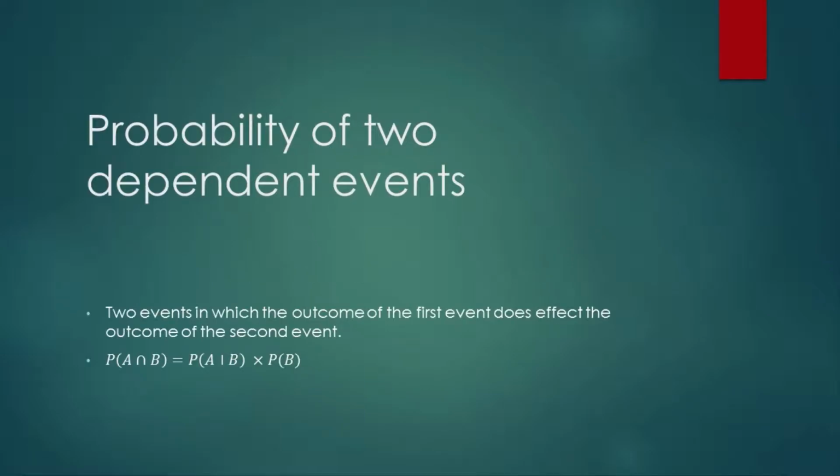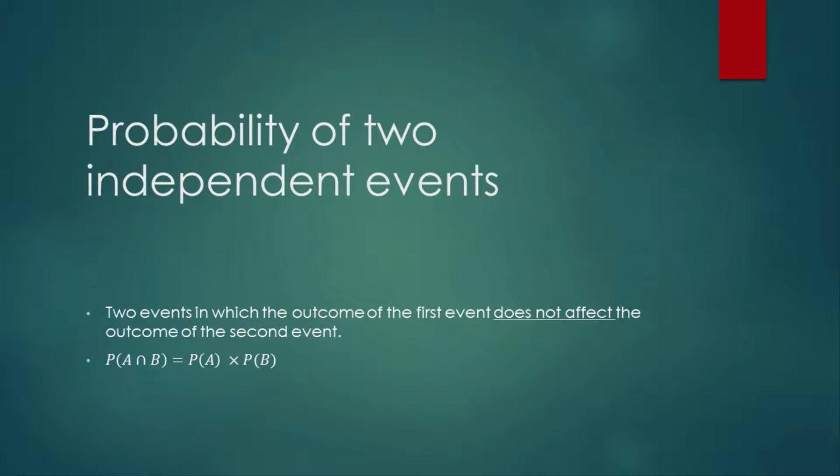Firstly, the probability of two dependent events. This is two events in which the outcome of the first event does affect the outcome of the second event. This is seen as P(A ∩ B) = P(A) times P(B).